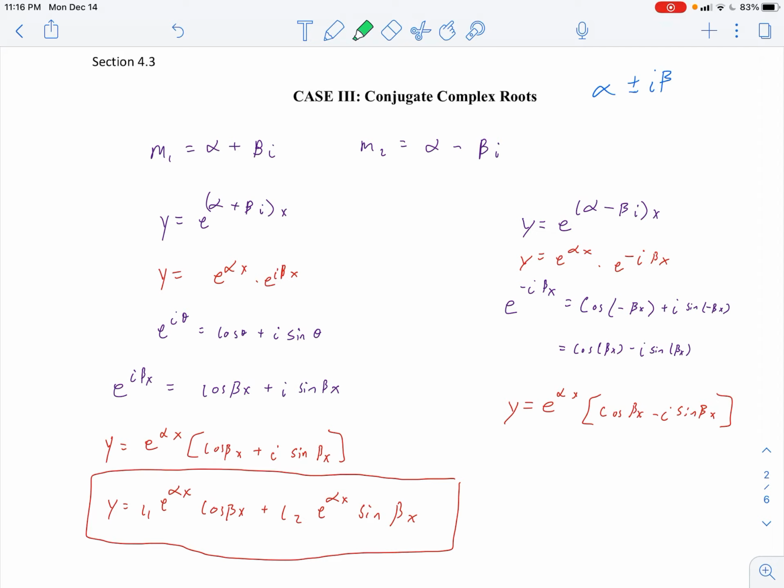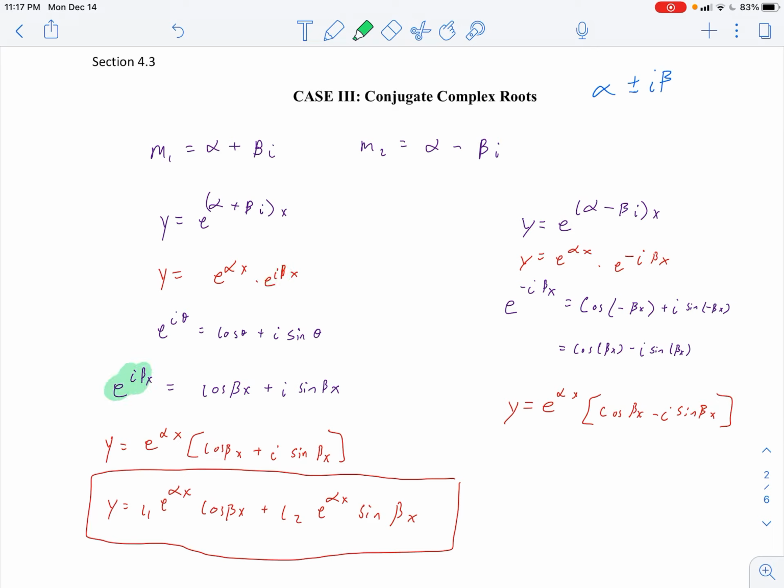We get e to the alpha x, that's going to be real. But we do have an imaginary part, e to the i beta x. So now we want to transform the way that this looks, and we're going to use Euler's equation. Euler's equation states that if I have e to the i times something, so we'll say theta, that's just going to be equal to cosine theta plus i sine theta. So we're just going to use Euler's formula to rewrite what that looks like.